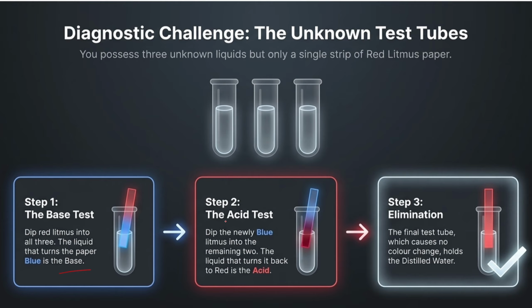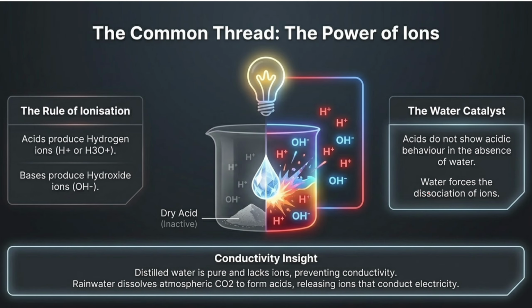The second part is the acid test. Again, dip blue litmus in all three one by one. The solution which changes the litmus to red will be the acid solution. And the third one you can easily eliminate, the test tube which causes no color change. In this case, no color change because this is just simple water. No acid or base is there, so it has no effect on the litmus test. In this way you can distinguish.